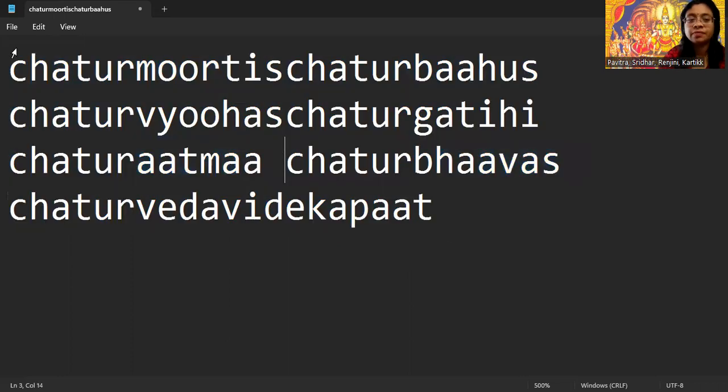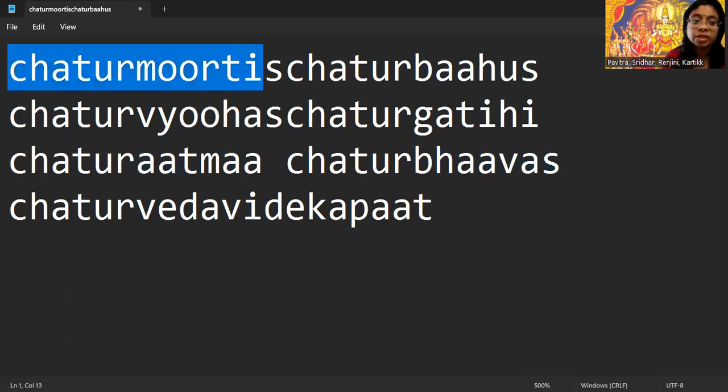Chaturvedavidekapaat. Now let's see the word by word meaning. Chatur-moortih. Chatur means four. Moorti means the form or the way one is looking at. So Chatur-moortih means Bhagavan is four formed. That means Bhagavan has four forms.